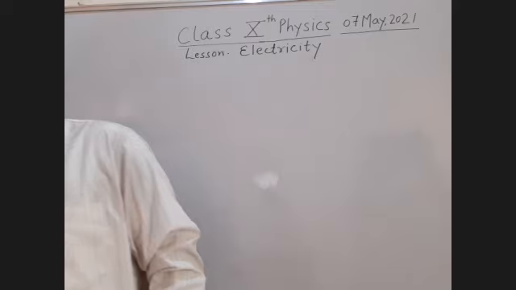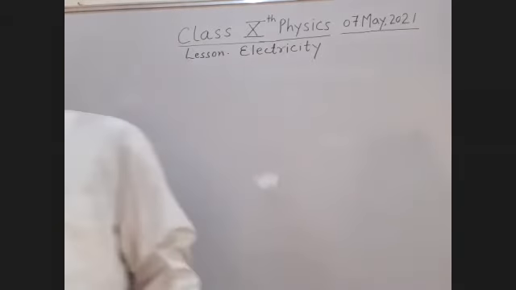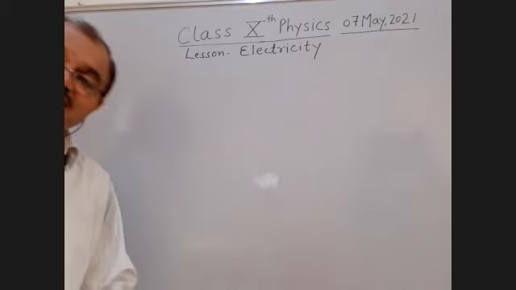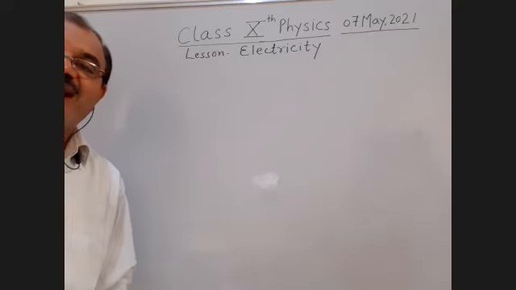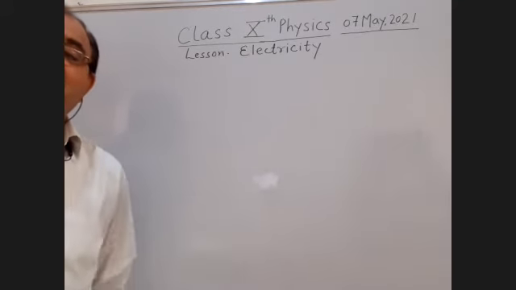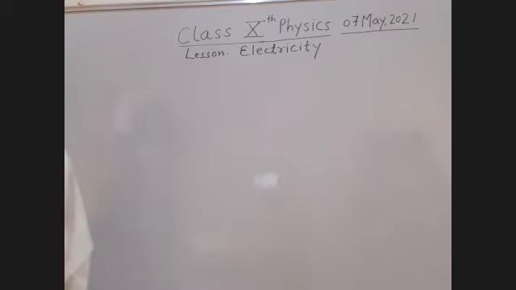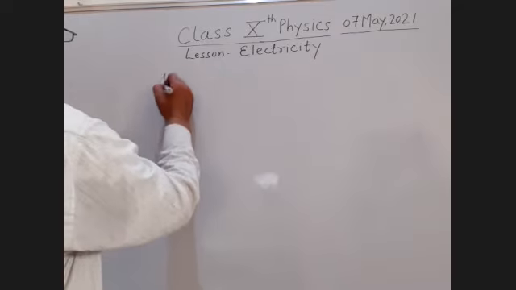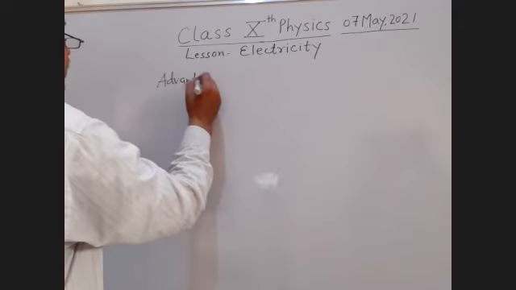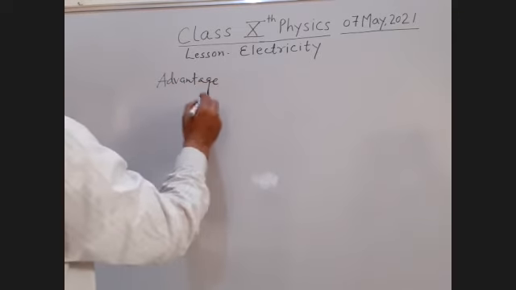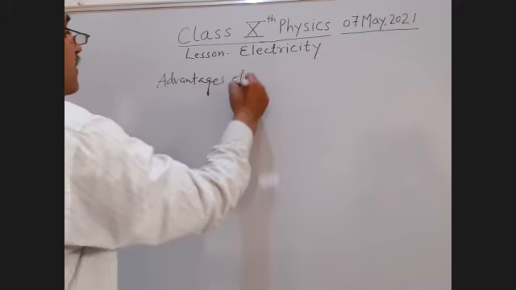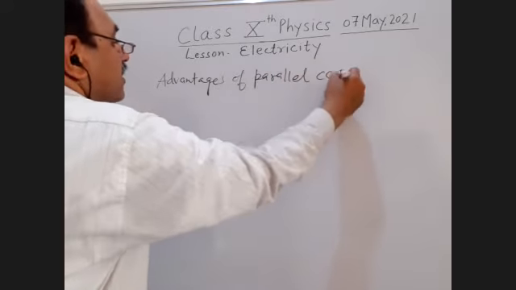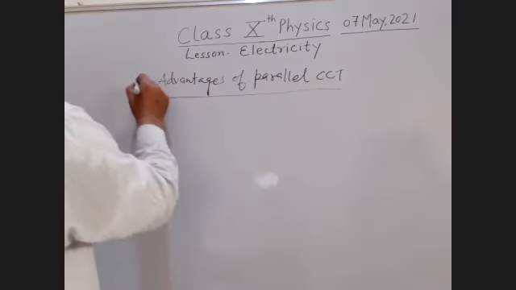Now, students, the statement is quite clear. Why are we connecting the electrical appliances along with the battery, that source of energy, in parallel? What are the advantages, students? Advantages of parallel circuit. Very, very important question. It is a star mark question, students.